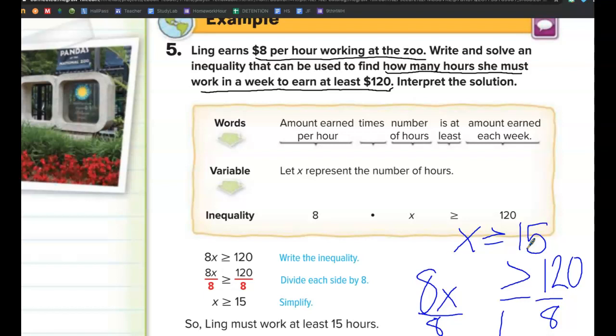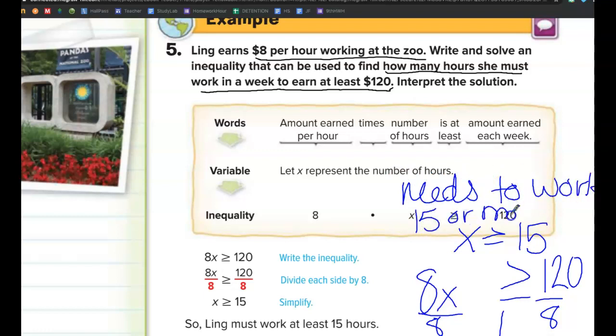What is it? What are we talking about in our story problem? The number of hours. So how would you interpret this? She needs to work. Good. She needs to work 15 or more hours. Questions on interpreting or how to set it up?